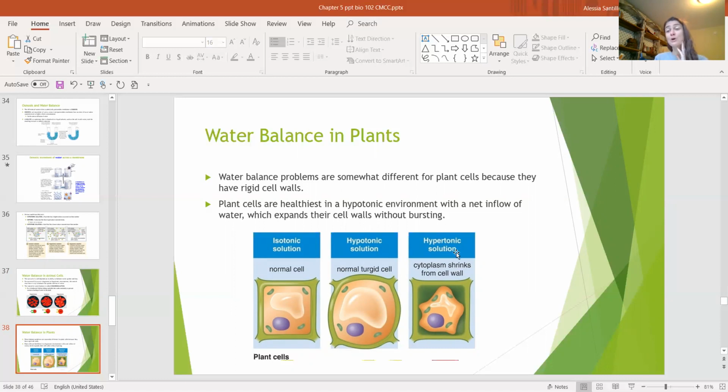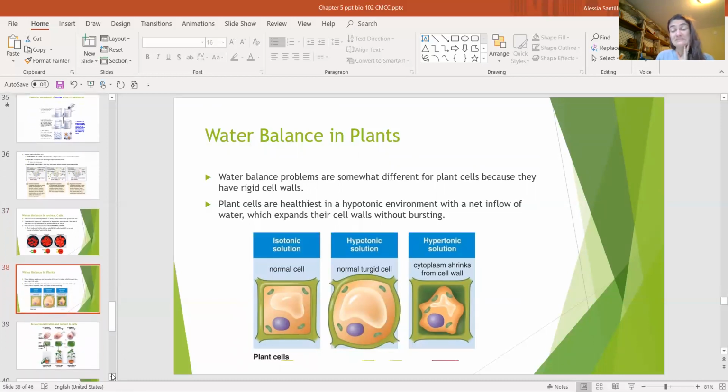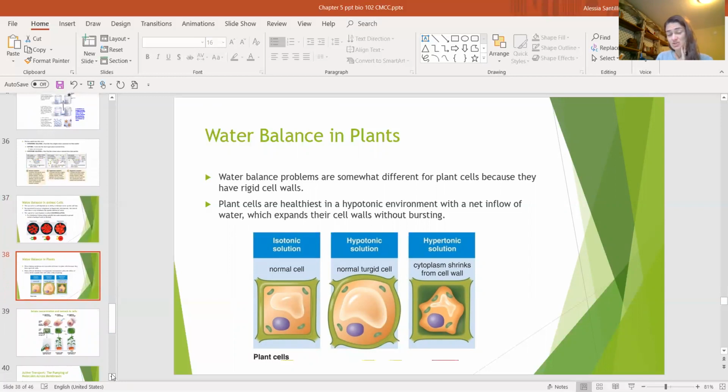And then in a hypertonic solution, the cell wall doesn't really help in this case. The plant cell dehydrates and loses all of its water, and as you can see, it detaches itself a little bit from the cell wall. This is actually known as plasmolysis. So in a hypertonic solution, plant cells are also screwed.